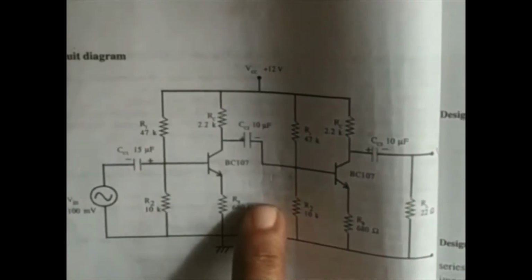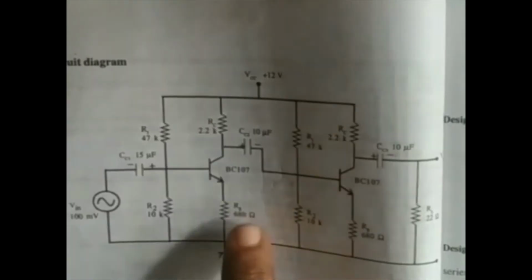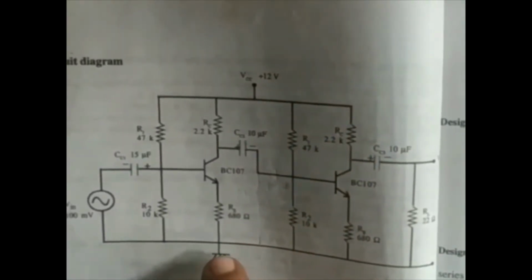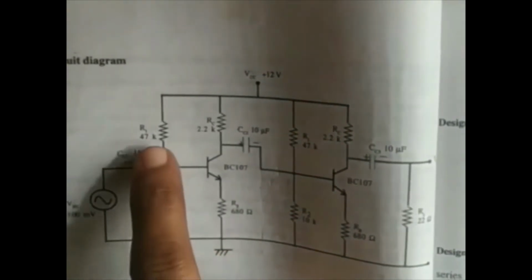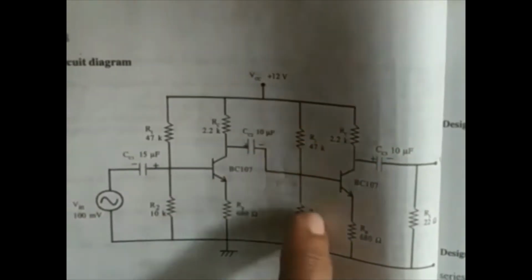Today we discuss about two-stage RC coupled amplifier. This is a circuit diagram of two-stage RC coupled amplifier. In this circuit, voltage divider biasing is used. These resistors R1, R2 and RE form the voltage divider biasing.